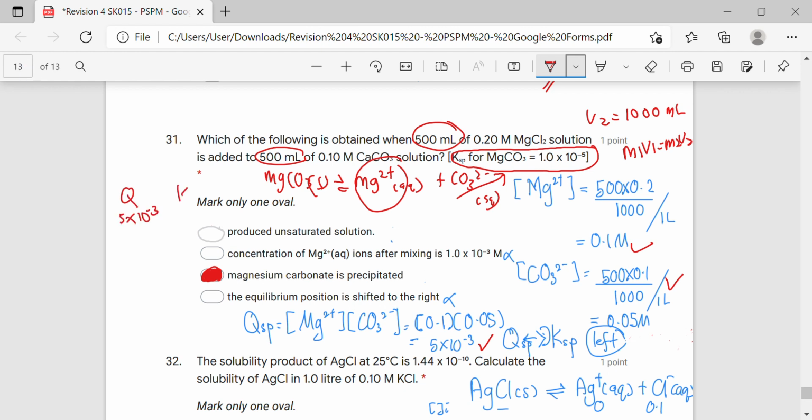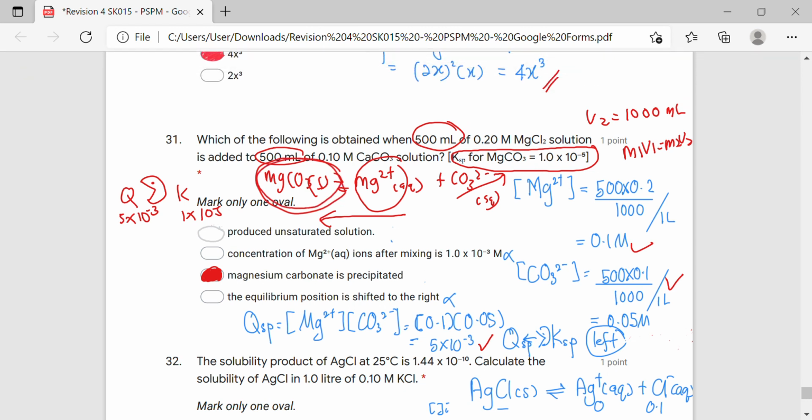So QSP 1 exponent negative 5. So Q yang lagi besar. So, dia akan shift to the left. Okay, kalau berdasarkan equation, bila shift to the left, kita nampak dalam equation ni ada apa dekat sebelah ni? Sebelah kiri ni. Ada MgCO3 solid. So, that's why kita katakan magnesium carbonate is precipitate. Sebelah kiri ni ada solid. Jadi precipitate. Okay, dia bukan unsaturated, dia super saturated solution.